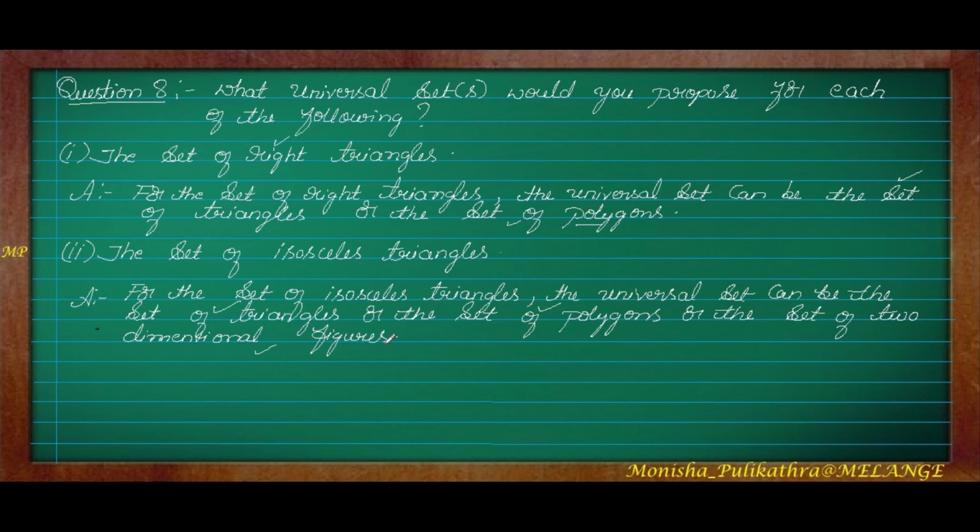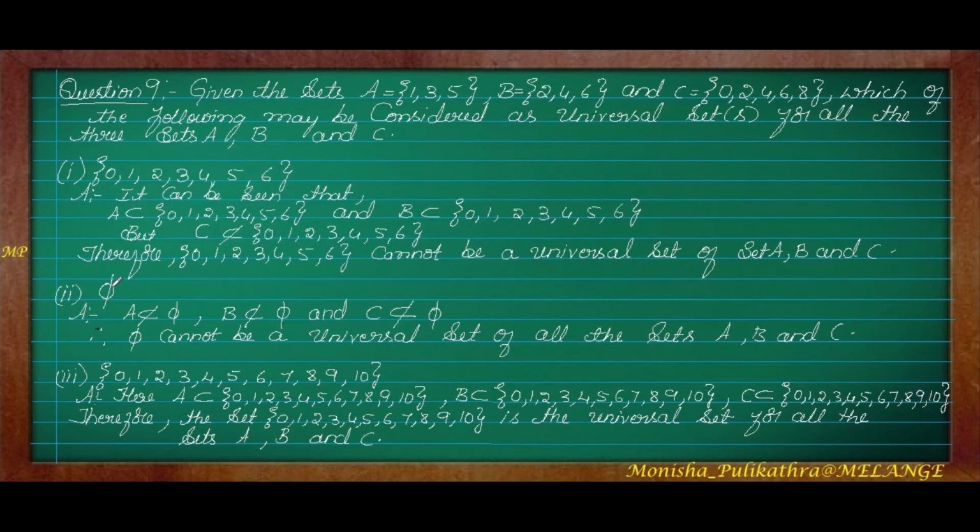One more question is there, the 9th one. By that, this episode completes. Moving on to the last question of this session. Here, three sets have been given. A is equal to {1, 3, 5}, B is equal to {2, 4, 6}, and C is equal to {0, 2, 4, 6, 8}.